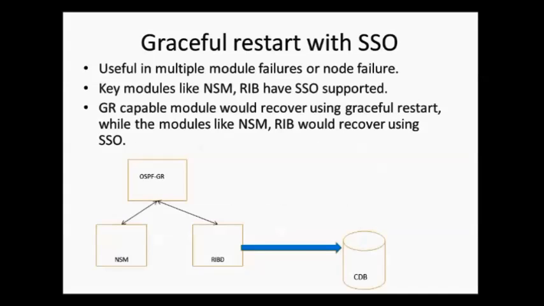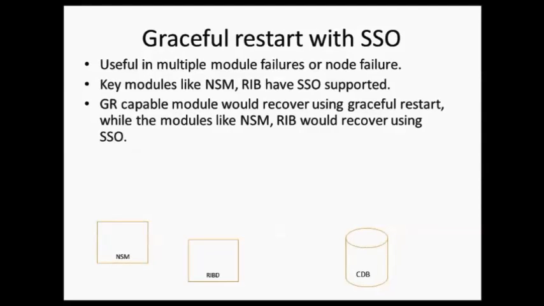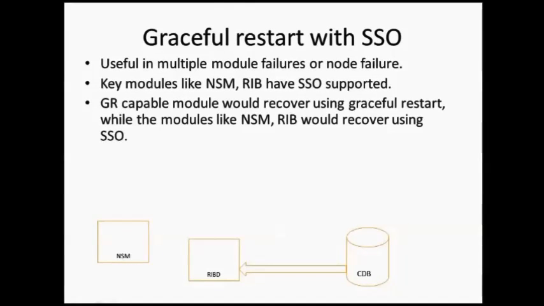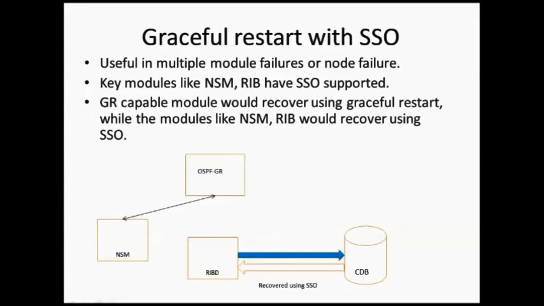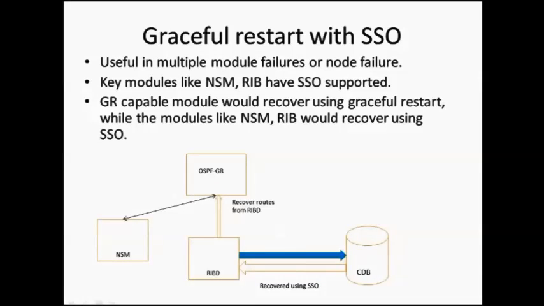So this is a small example. Now consider a case where we have OSPF GR and RIPD. The state changes in RIPD are getting checkpointed continuously into the CDB. Both OSPF as well as RIPD went off. RIPD would be recovered using the stateful switchover, which is by default supported in ZebHA. So it will read from the checkpoint database. RIPD is completely recovered. Now OSPF would come up using the graceful restart protocol. So with graceful restart with SSO, in this particular scenario, there won't be any traffic outages. So we'll achieve non-stop forwarding even if the key components have failed.